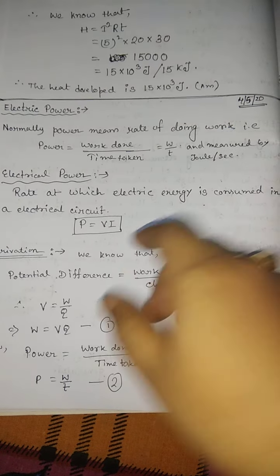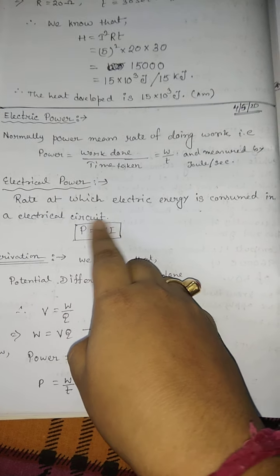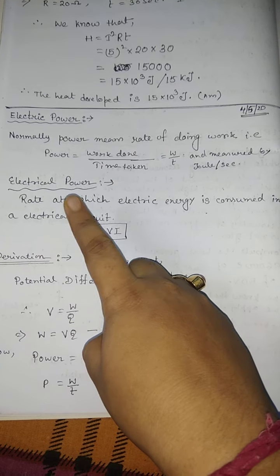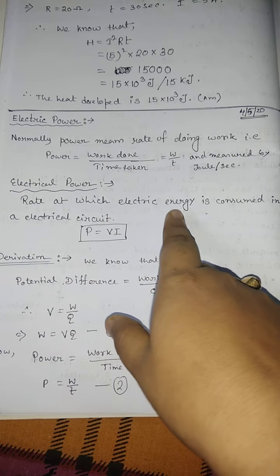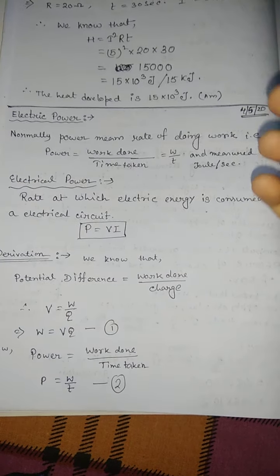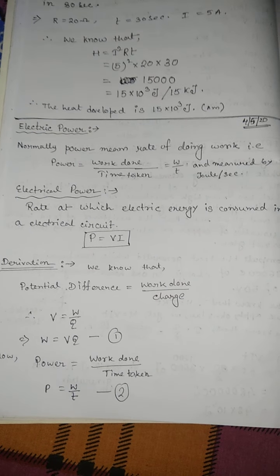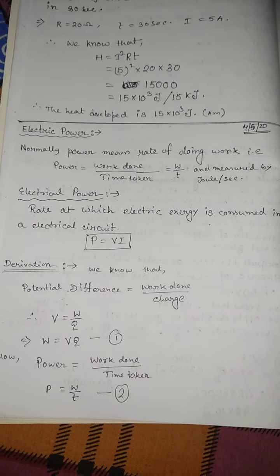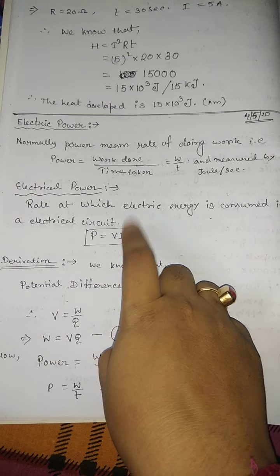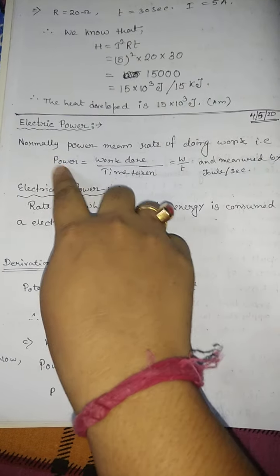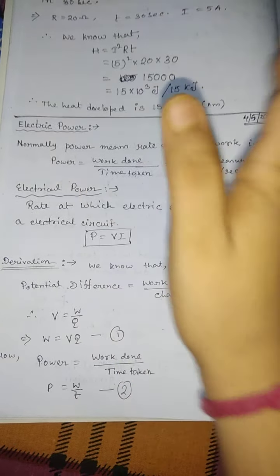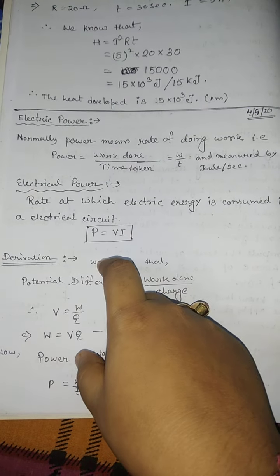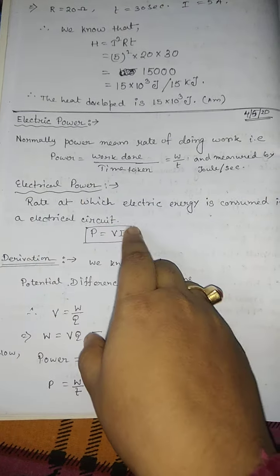So P equals V into I. This is the mathematical form of electrical power, the rate at which electric energy is consumed in an electric circuit. Normally there are other expressions, but for electrical power in this chapter we use this one, P equals V into I. Mainly from the other expression we can derive this one.